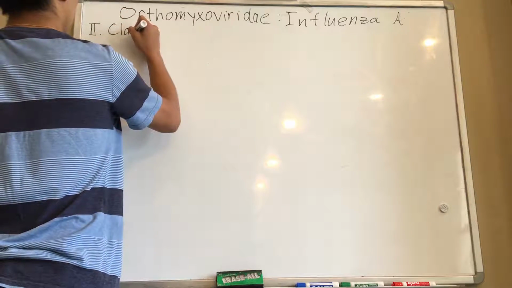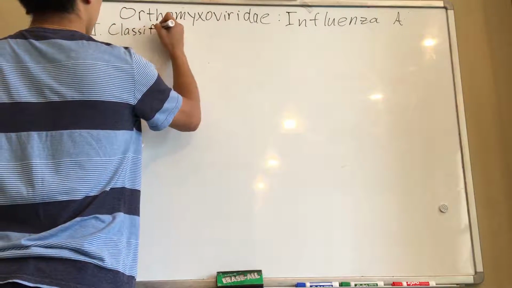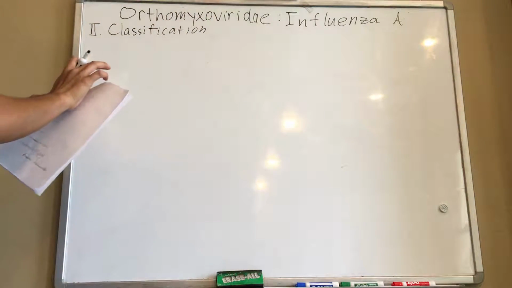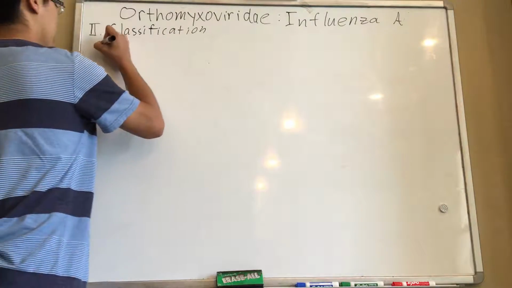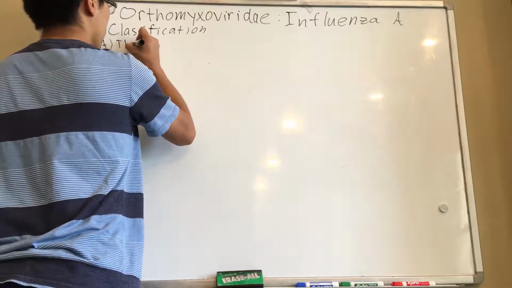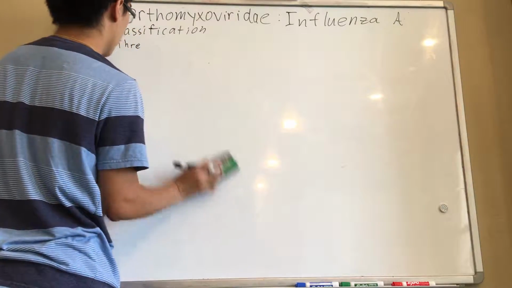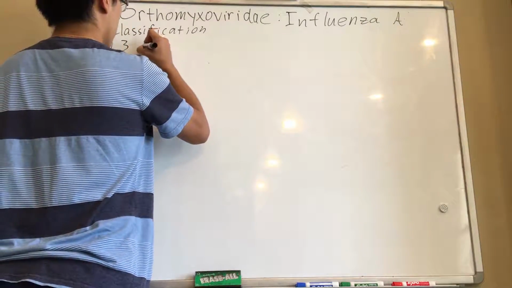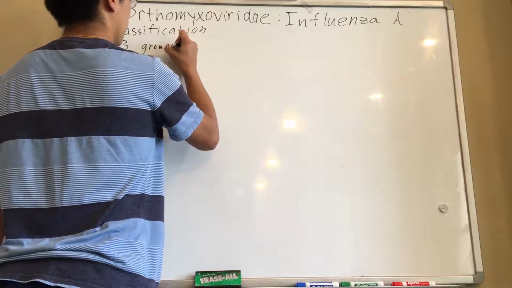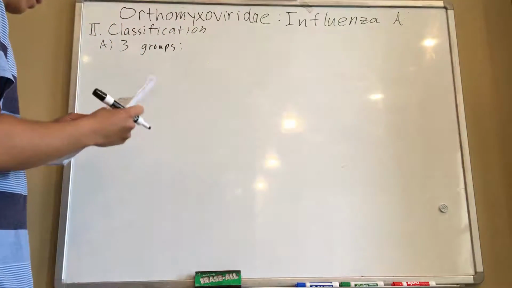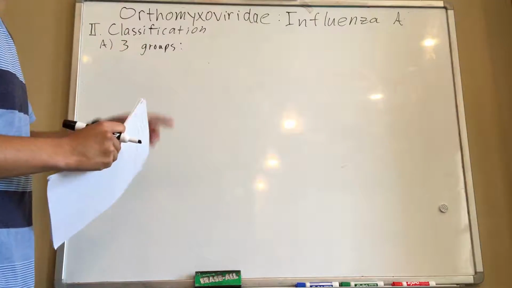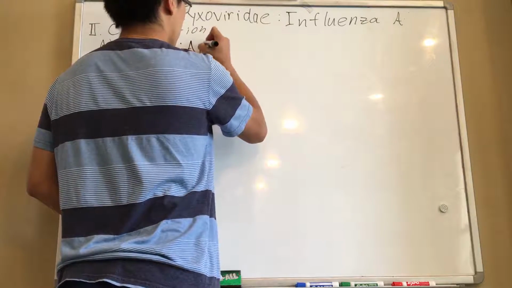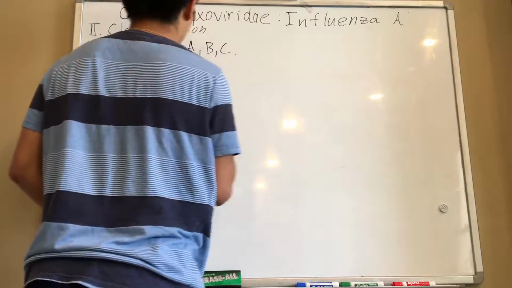Okay, so classification. Like I said before, there are three groups. Specifically three influenza groups. So there's A, B, C.